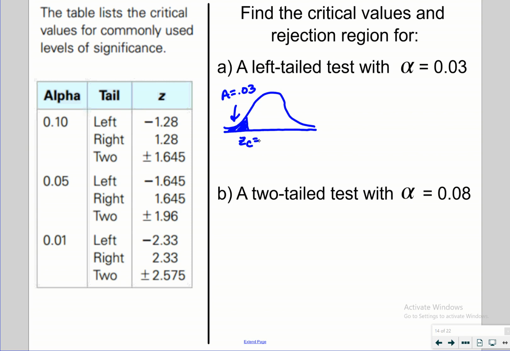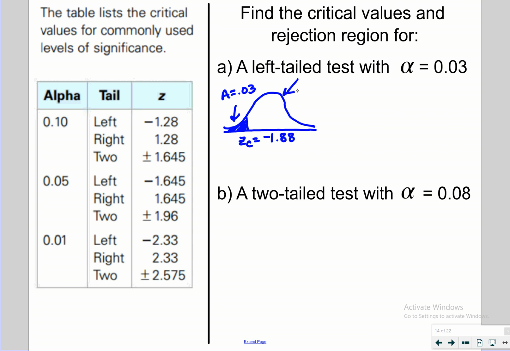So what we do is, if I know the area's got to be 0.03 to the left, remember that's what our chart gives us, area to the left. So we're just going to look in the middle of the chart for that 0.03 and get as close as we can to it, okay? So the closest I can get in the middle to 0.03 is 0.0301, and that's a z-value of negative 1.88, okay? And then we'll use that in our hypothesis test.